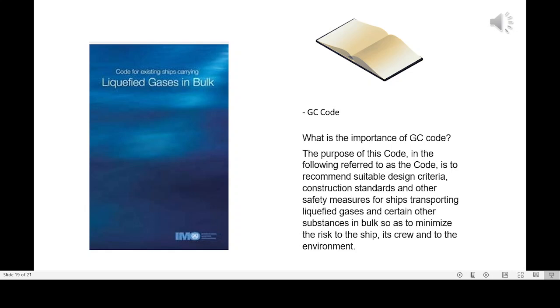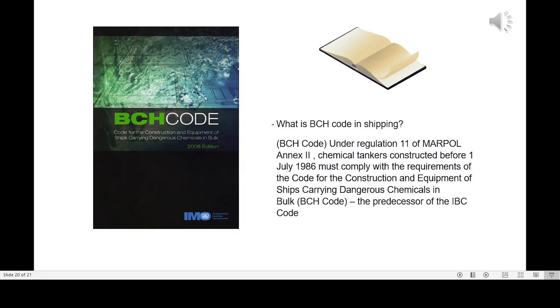BCH Code. Under Regulation 11 of MARPOL Annex II, chemical tankers constructed before July 1, 1986 must comply with the requirements of the Code for the Construction and Equipment of Ships Carrying Dangerous Chemicals in Bulk, BCH Code, the predecessor of the IBC Code.